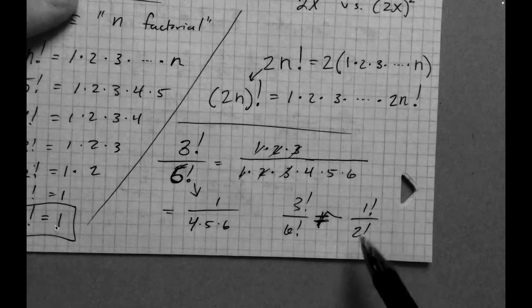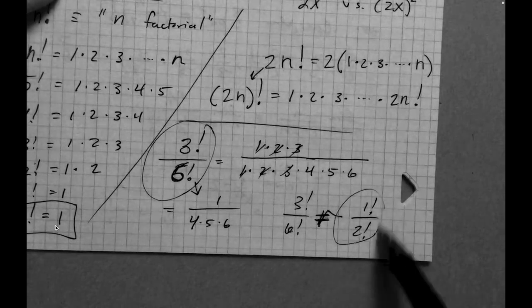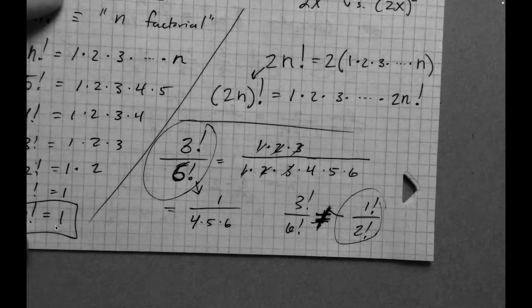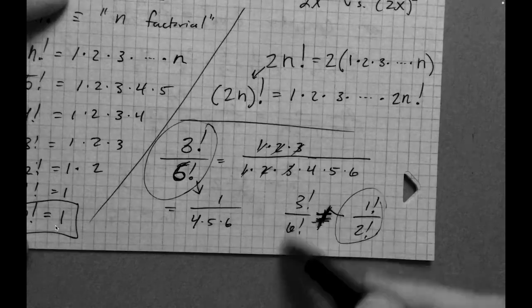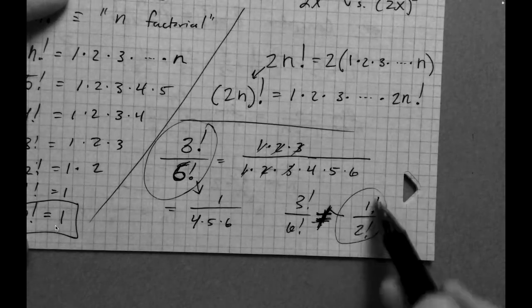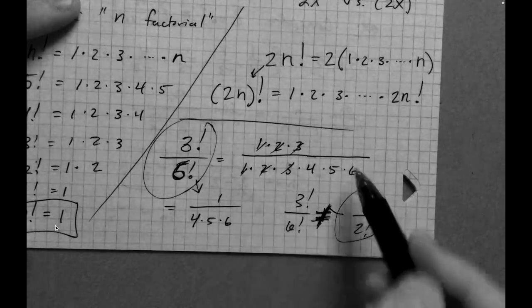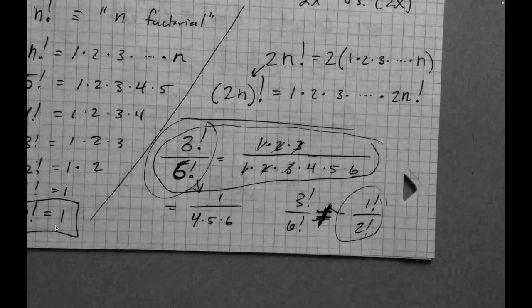If you're not used to this notation, you have to be cautious, right? This is not true. If these were just integers, 3 and 6, you would say this is 1/2, but it isn't true that it's 1 factorial over 2 factorial. This is in fact what happens here. So you just have to be a little bit careful with this factorial stuff.